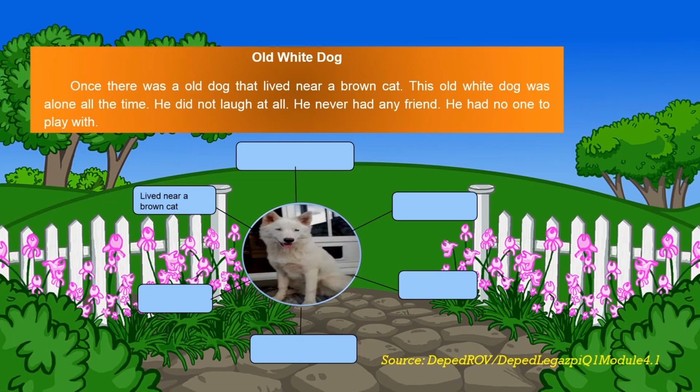Let's try another activity. Let us see how much you've gotten from the discussion. Read the paragraph and do the activities that follow. The Old White Dog. Once there was an old dog that lived near a brown cat. This old white dog was alone all the time. He did not laugh at all. He never had any friend. He had no one to play with.